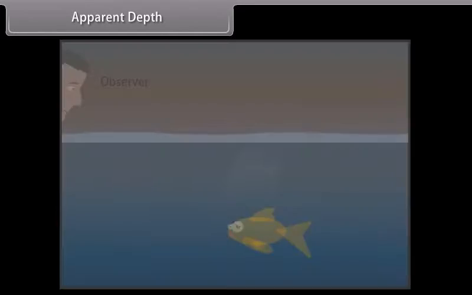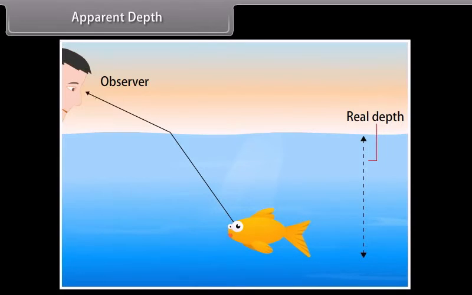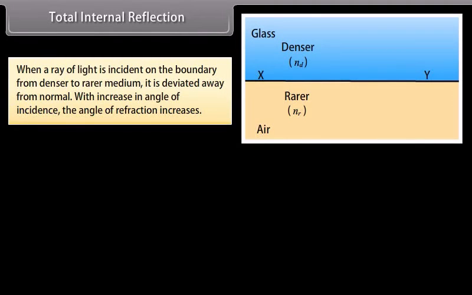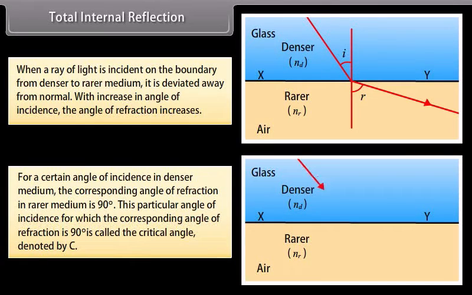Apparent depth. Due to refraction, the object in another medium, say in water, appears to be raised. Total internal reflection. When a ray of light is incident on the boundary from denser to rarer medium, it is deviated away from the normal. With increase in an angle of incidence, the angle of refraction increases. For a certain angle of incidence in denser medium, the corresponding angle of refraction in rarer medium is 90 degrees.